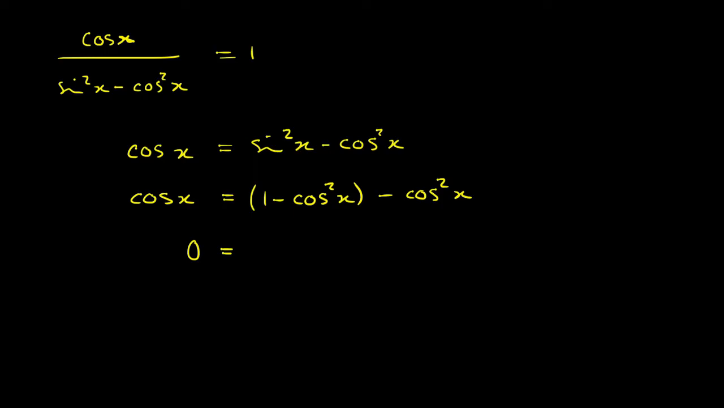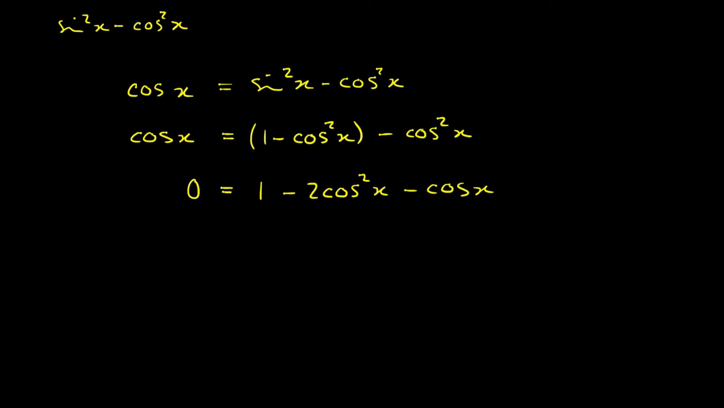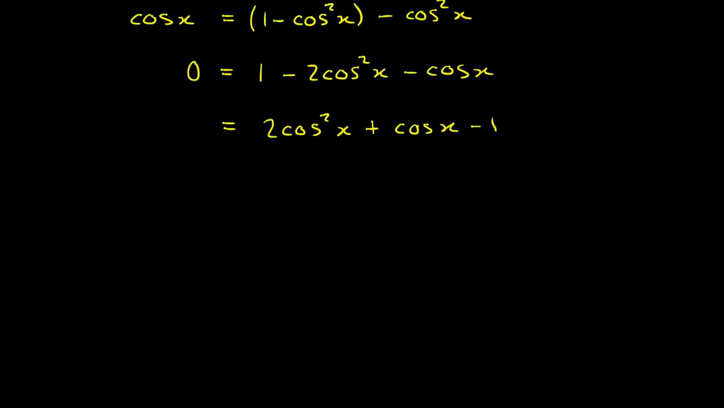Okay? All right, I'll rearrange this. We're going to get 0 is equal to 1 minus 2 cos squared x minus cos x. And hopefully you should recognize this is essentially a quadratic, right? This is a quadratic. 2 cos squared x plus cos x minus 1, right? So I've just rearranged the terms a little bit, and I've multiplied through by negative 1.